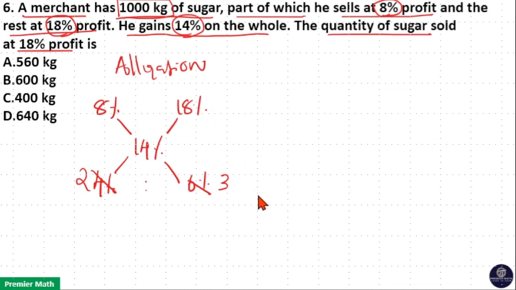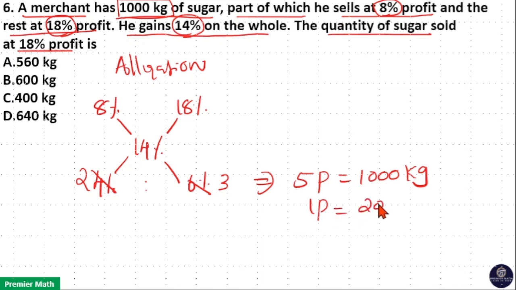So here the total amount of sugar is 1000 kg. That is 2 plus 3, total 5 parts is equal to 1000 kilogram. Then 1 part is equal to 200 kilogram, which means we need to find out the quantity of sugar sold at 18%. That is, 3 parts is equal to 3 into 200, 600 kilogram. So option B is your answer.